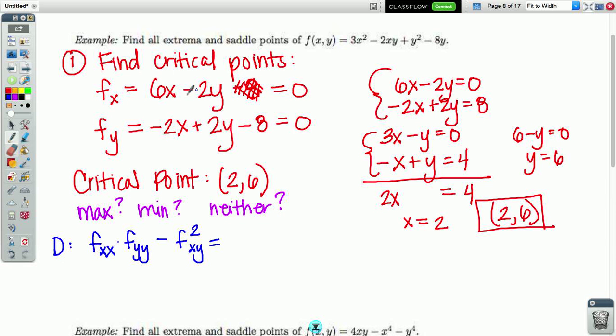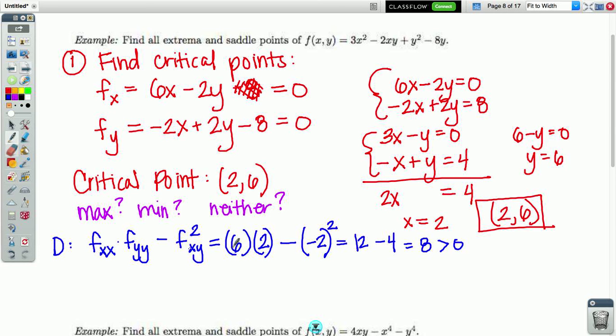So when I find the second derivative taken with respect to x both times, it's the derivative of this with respect to x, which is just 6. And then the derivative of this with respect to y, which is just 2. And then the mixed one, so I'm going to do this function and differentiate it with respect to y, which is negative 2. And then I'm going to square that. So for my determinant, I'm actually getting 12 minus 4, which is 8, which is positive.